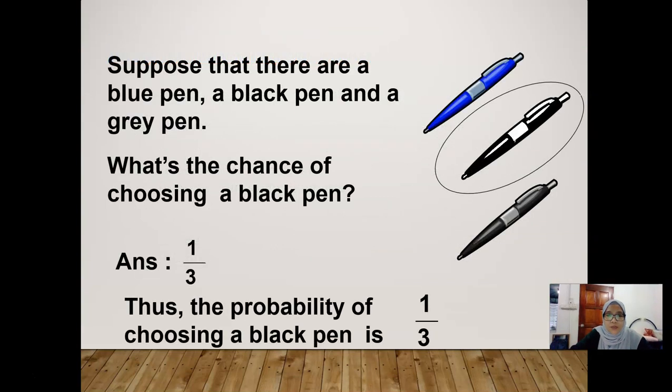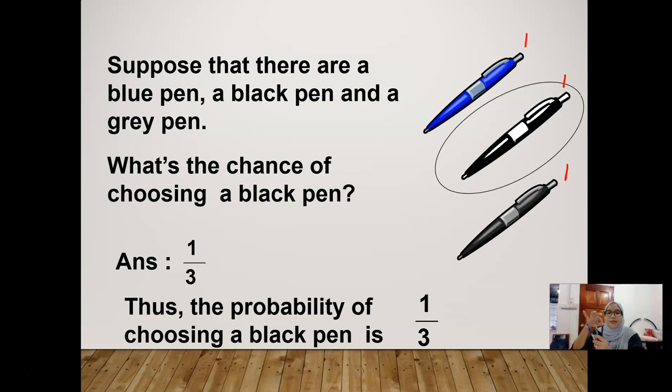Okay, so what is probability? We'll look through this situation. Suppose there is a blue pen. Okay, you have one blue pen, one black pen, and one gray pen. So in total there are 3 pens. Okay, what is the chance of choosing a black pen? Let's say you have 3 pens like this. You want to choose this black pen. While choosing it, you have 3 possible outcomes.